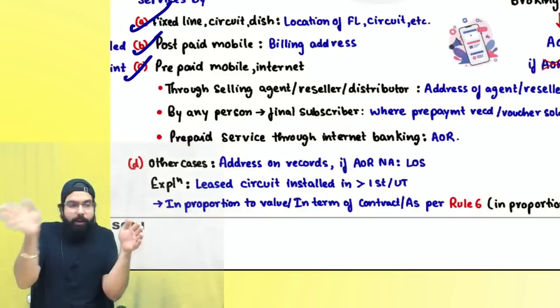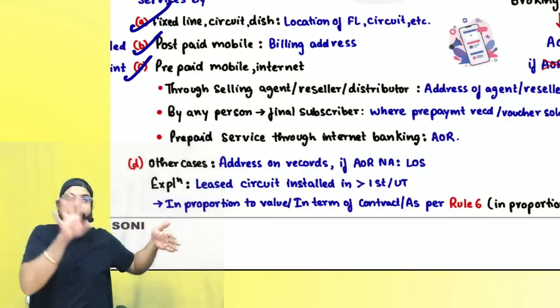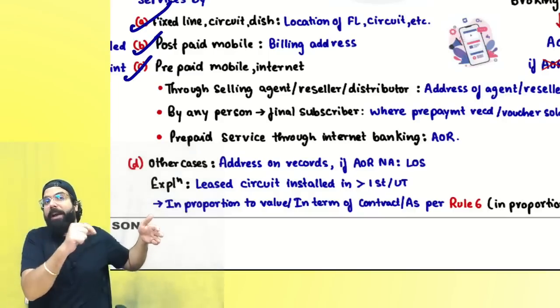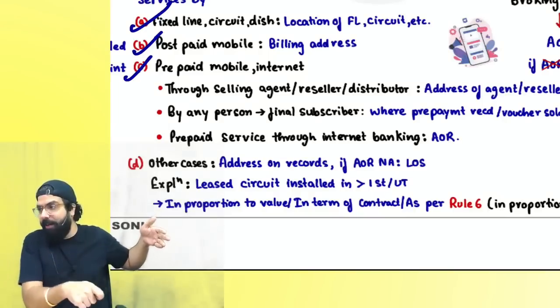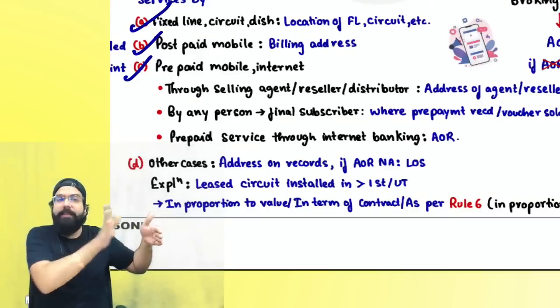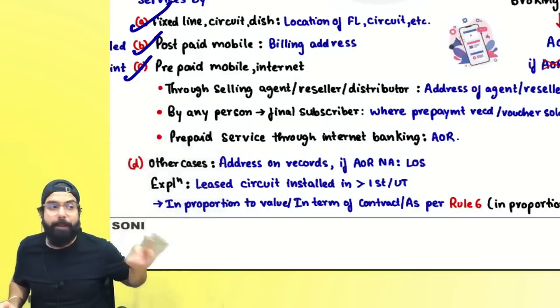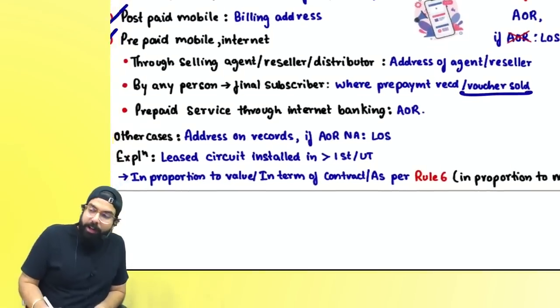or agent, the company supplies it to the reseller, who supplies it further. In the case of the company supplying it to the reseller, the place of supply is the reseller's or the agent's address. Company going ahead and selling it to the final consumer, or reseller selling it to the final consumer. In that scenario, the place of supply is where the prepayment is received or the voucher is sold.